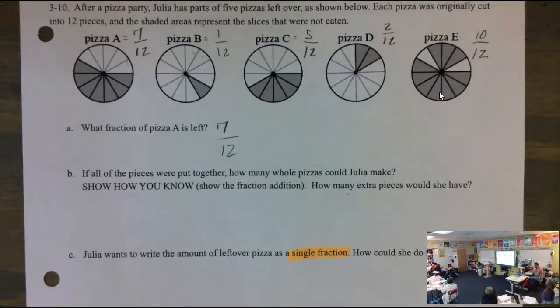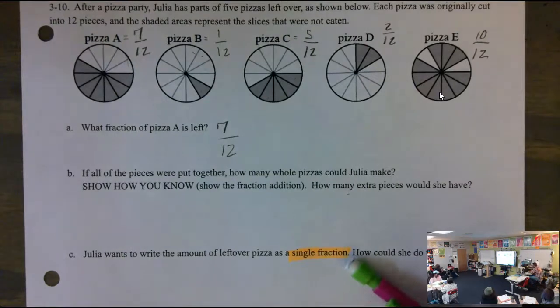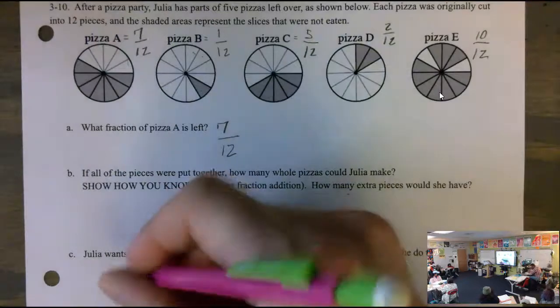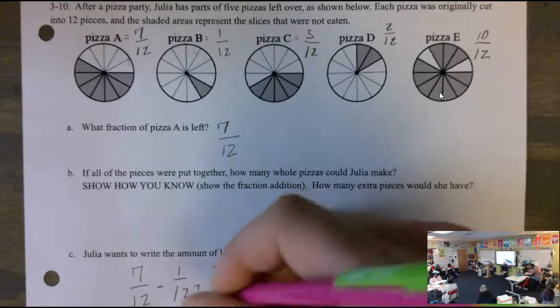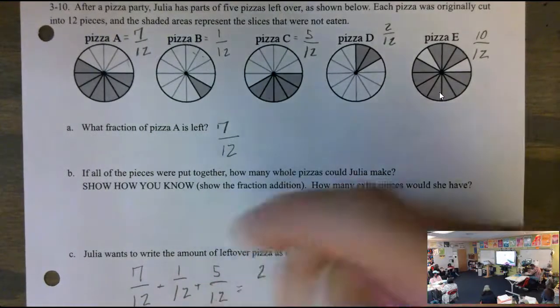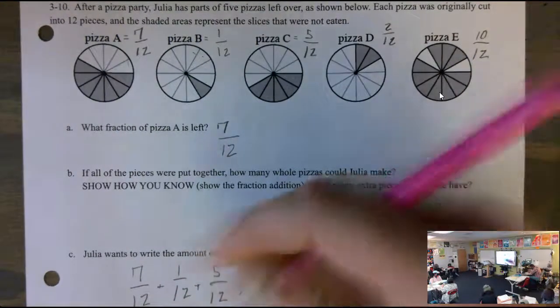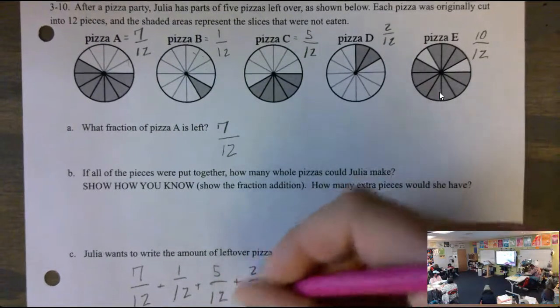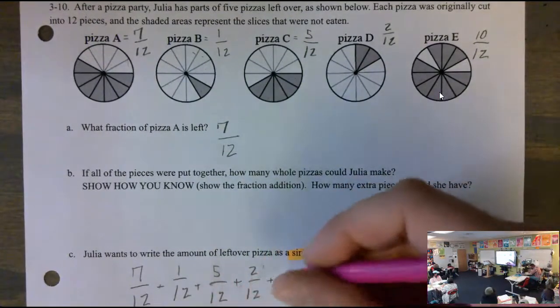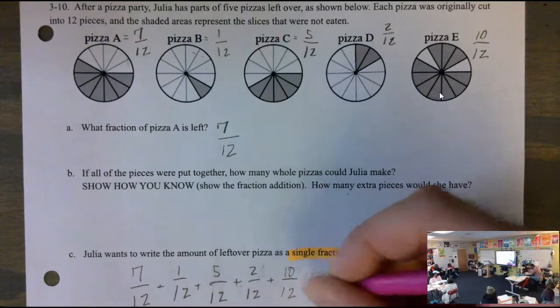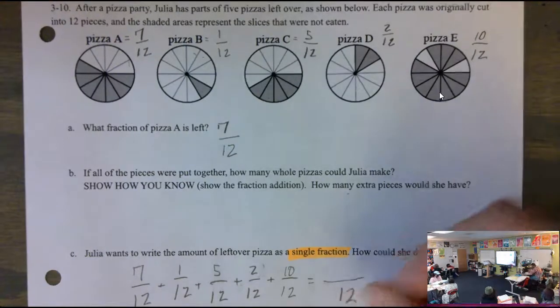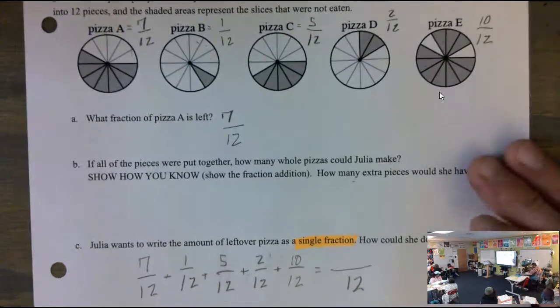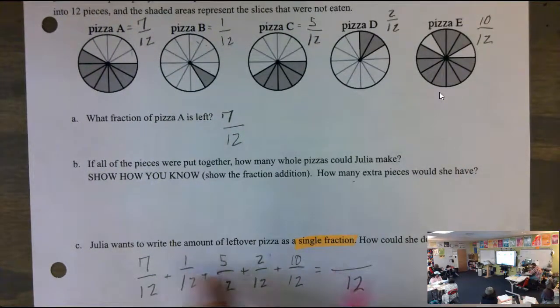So a single fraction, not a mixed number. This means we're probably going to be improper. We might not be, but we're probably going to be. So we're going to add them all up. 7/12, 1/12, 5/12, 2/12. If you haven't done this and you're not writing it down right now, you're just crazy, because you have to do it eventually. Denominator is common, stays common. Add up all the numerators. I think 25.